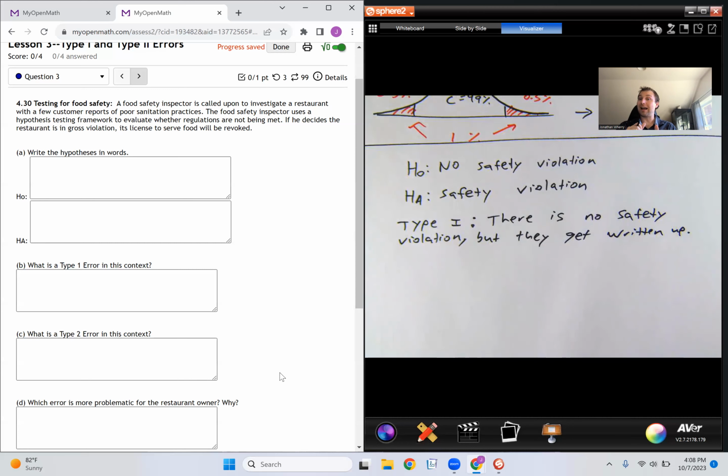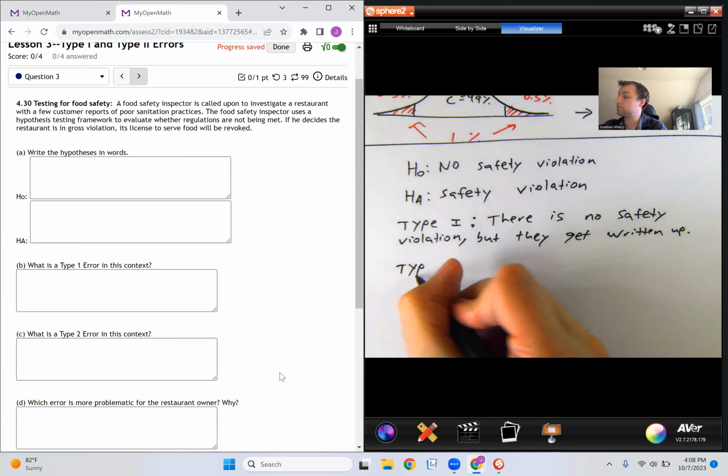So all of the errors are going to have two pieces: the reality of the situation and what the test says. And in an error, those are different things. You would hope that if there's no safety violation, and they do not get written up, that they match up. The error is when they don't match.